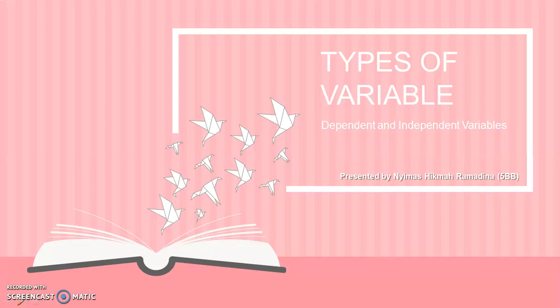My name is Nyimas Hikmah Ramadina and I'm from 5BB class. I will explain to you about types of variable in research. There are some types of variable in research, but at this time I will tell only about dependent and independent variables.